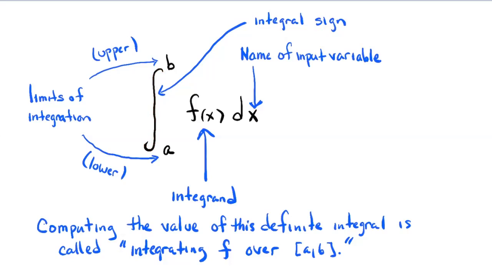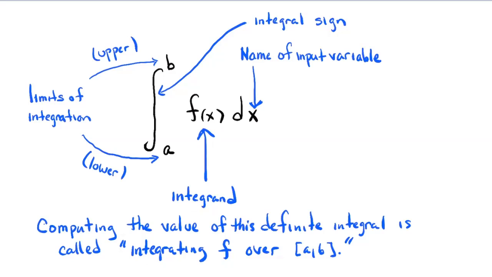On the integral sign, we write the quote unquote limits of integration. That is the extreme endpoints of the interval. The one that we write on the bottom is called the lower limit of integration, and the one on the top is called the upper limit of integration. The process of computing a definite integral is called integrating the function. So the thing that we're integrating is called the integrand.